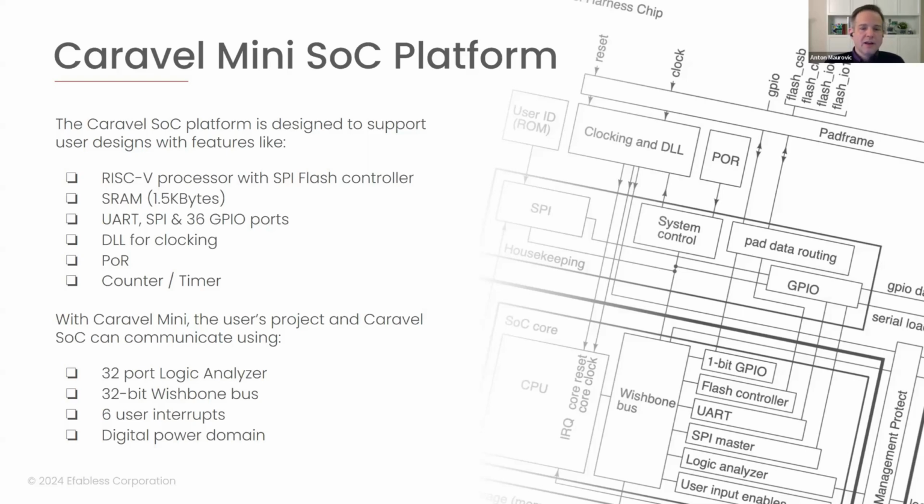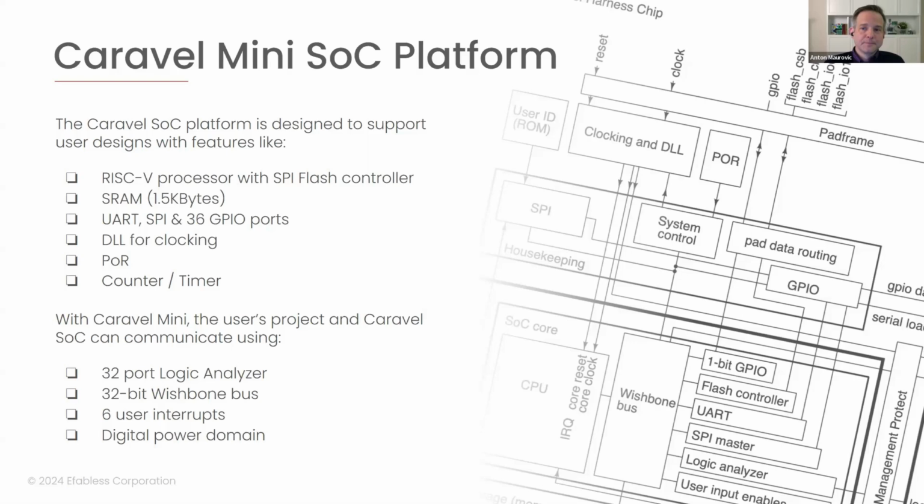Caravel Mini also allows your design to communicate and be controlled by Caravel Mini with 32 logic analyzer pins, which can be used bidirectionally, a 32-bit Wishbone bus for interconnection between different devices that you have on chip and with the Caravel SoC itself, and 6 user interrupts, 3 of which are directly wired to your design and available to you if you choose to use them, and 3 more that are available externally.